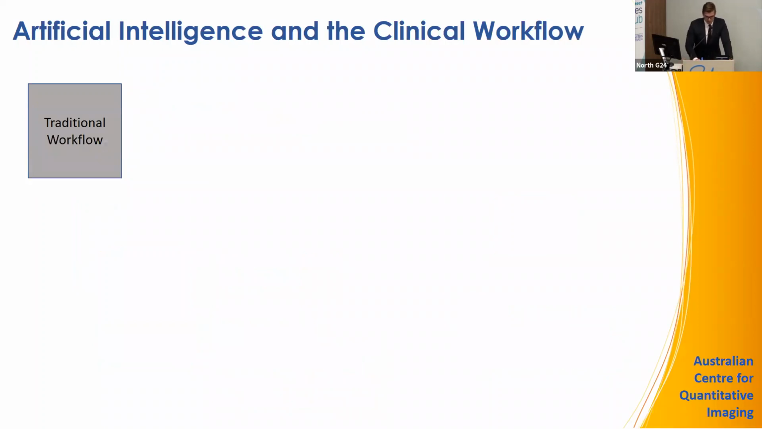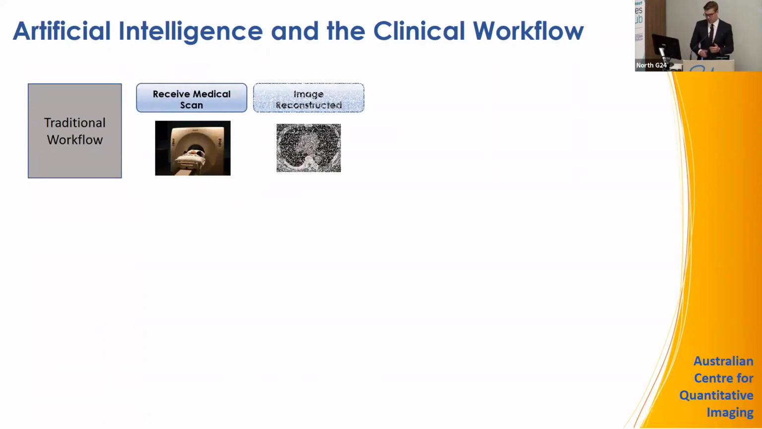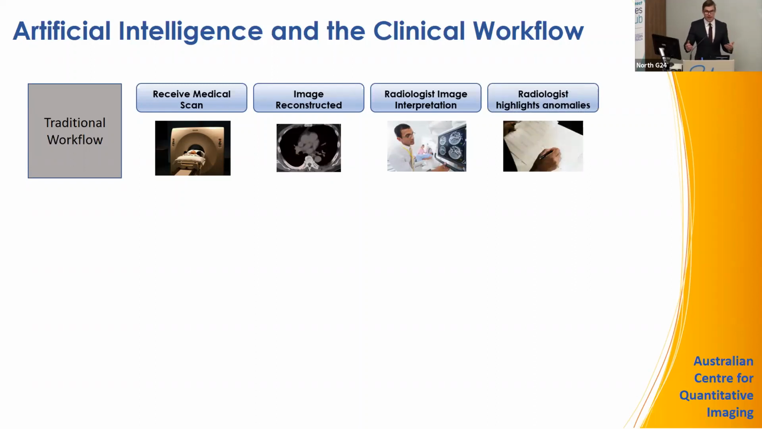So artificial intelligence, how does it incorporate itself into the clinical workflow? Well, we have a traditional workflow that might proceed something like this. Patient receives their medical imaging scan. That scan is reconstructed, so we can get a visual interpretation of it. A radiologist then interprets that image, and then they'll highlight any anomalies from that image. Okay, and this information will be used by a team of clinical specialists to make a decision on how to proceed with that particular patient.